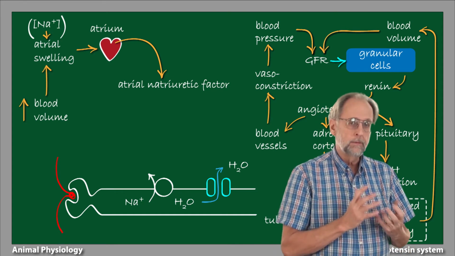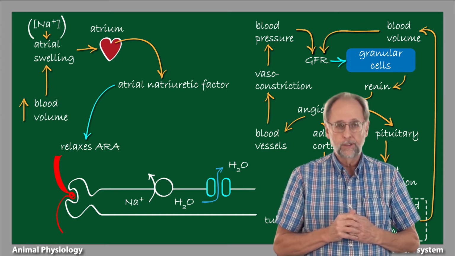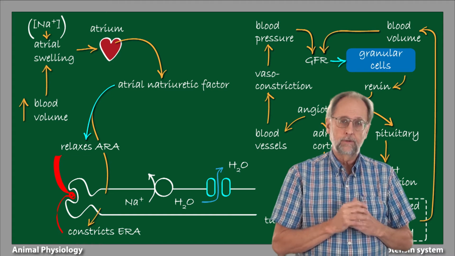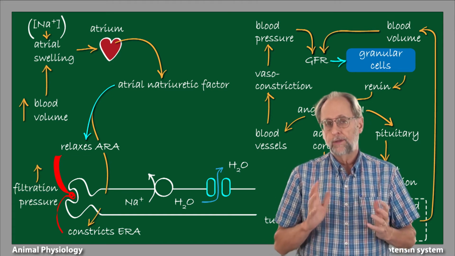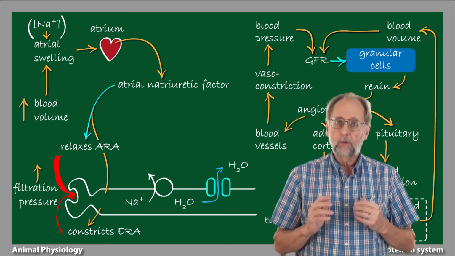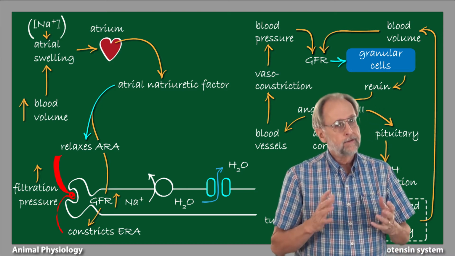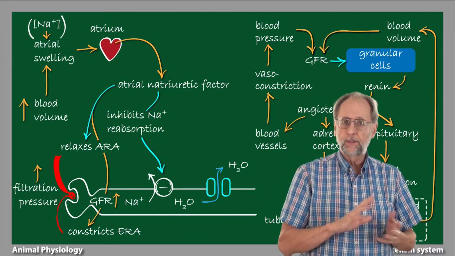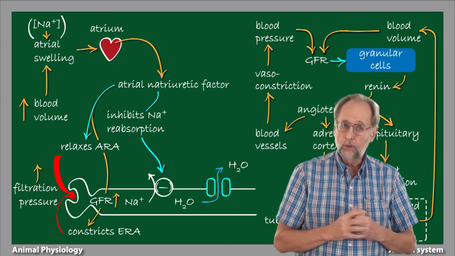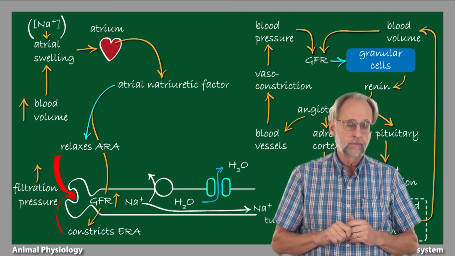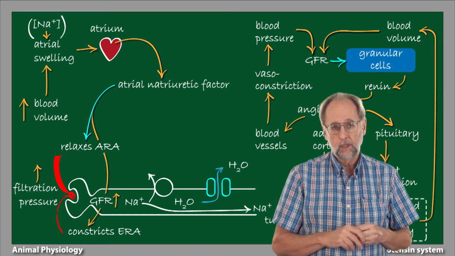The first involves the glomerulus. ANF relaxes the smooth muscles of the afferent renal arteriole and constricts the efferent renal arteriole. This has the effect of increasing filtration pressure at the glomerulus, which brings about a general increase of the glomerular filtration rate. ANF also acts to inhibit sodium reabsorption across the tubule wall. This has the effect of keeping sodium ions within the tubule so that they're exported through the urine. This loss of sodium reduces the blood volume by making its osmotic potential weaker.